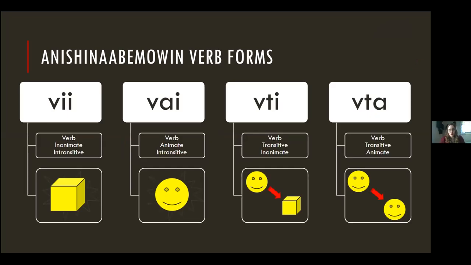So far we've talked about VIIs, so those are states of being or just a description of something that doesn't affect anything else. So there's something like misqua, it is red. It's a descriptive word, it doesn't affect anything else. VAI is describing something that is animate, either might be a person or it might be an animate object. But the thing that we're describing is not affecting anyone else. Okay, so miskose, she or he is red.